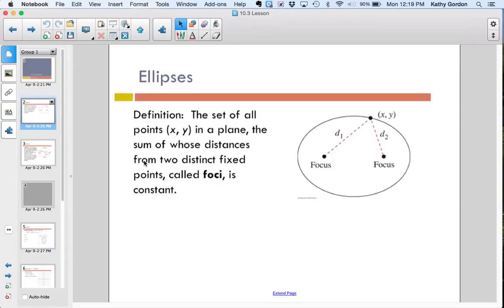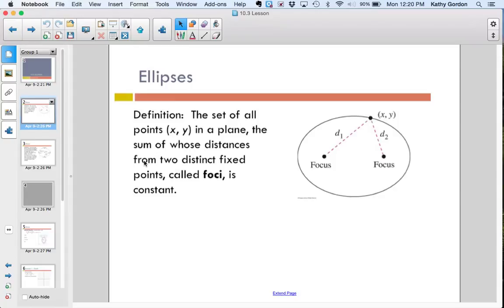is to take a string and tie it between two tacks like this. So the tacks are going to represent the foci, those two fixed points. This string represents the fact that the sum is going to stay constant, because this distance of string is the same no matter where I go with it. If I take this marker and stretch it out, I've just taken that distance and divided it up into this distance and this distance, but the two together still make the distance I started with.